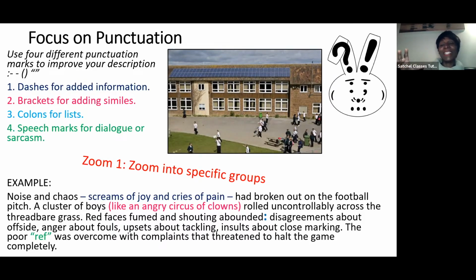So I've zoomed in to this group of young boys, I'm sure there are girls with them as well, playing football. It's like a circus, there's no control, it's chaotic, it's uncontrollable, and you can see how I've used these specific punctuation marks to really add specific detail. So I've added the detail of the joy and the pain, I've added the simile of the clowns, I've added all the different things they're arguing about. They're arguing about offside and you fouled me, you tackled me, you're marking too close. And then this idea that the ref, just another child in the playground, is going to say, look, that's it, I quit. He's going to halt the game completely. Okay, that's the first zoom.